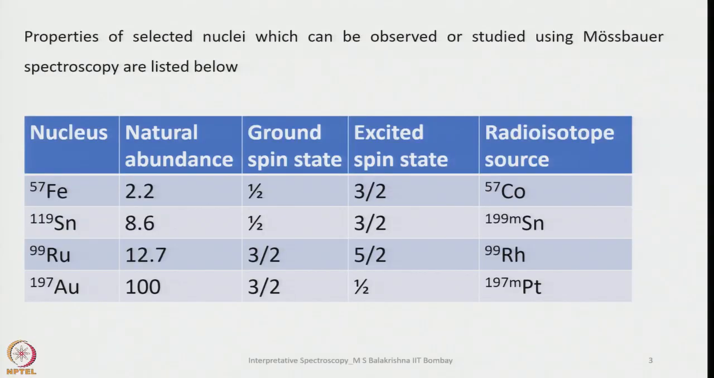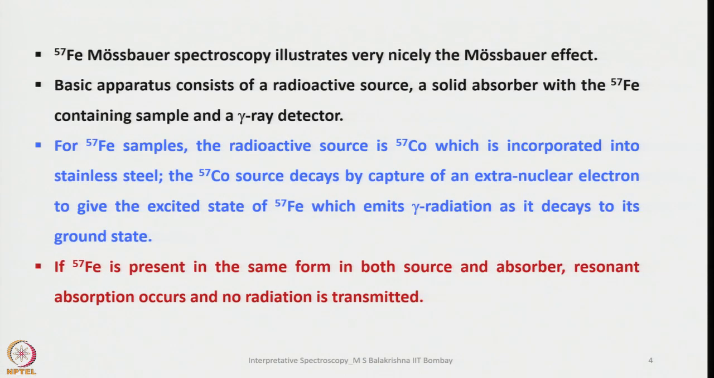Properties of selected nuclei which can be observed or studied using Mössbauer spectroscopy are shown here: 57 iron, 119 tin, 99 ruthenium, 197 gold, and natural abundance is 2.2, 8.6, 12.7 and 100, and ground spin state is 1/2, 1/2, 3/2, 3/2, and excited spin states are 3/2, 3/2, 5/2 and 1/2. The radioisotope source we used in the case of 57 iron is 57 cobalt, in the case of tin is metastable 119 tin and 99 rhodium, and then in the case of 197 gold, it is 197 metastable platinum.